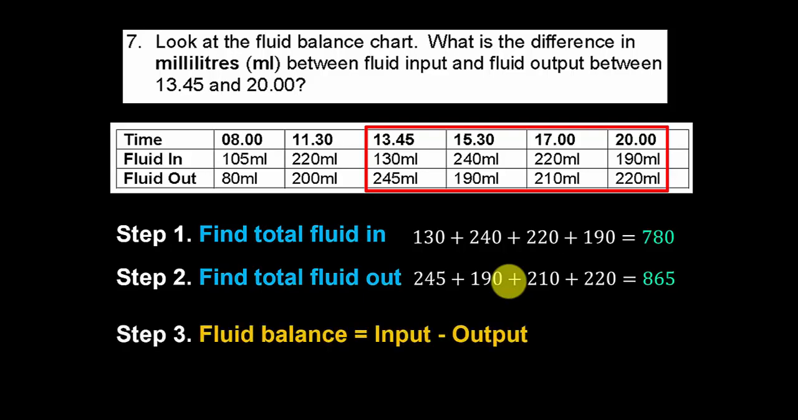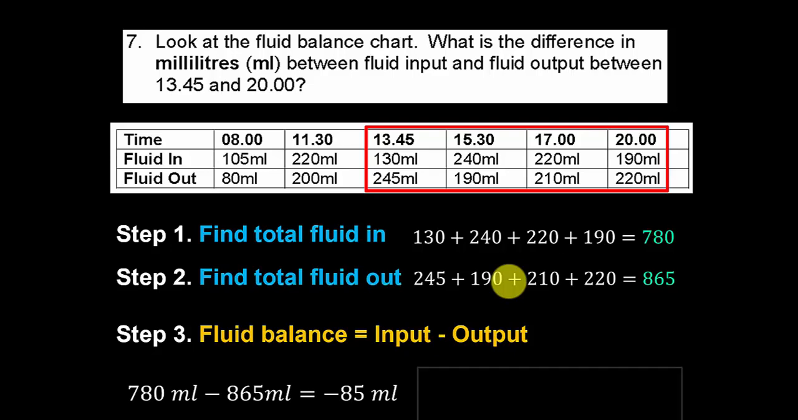And the third and final step is to work out the fluid balance. Now the fluid balance formula is always input minus output. So I'll just put on the calculator 780 minus 865, and that equals negative 85 millilitres.